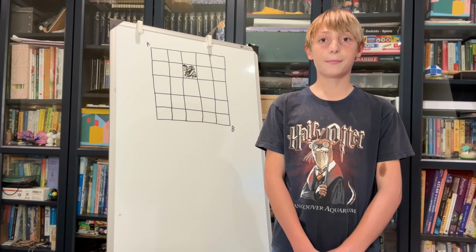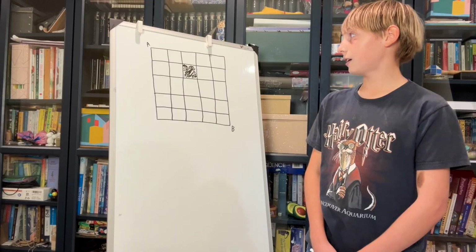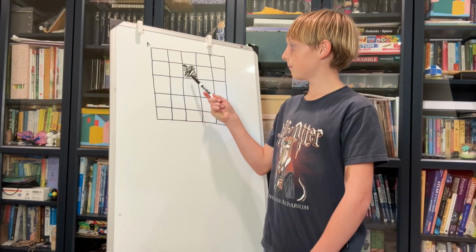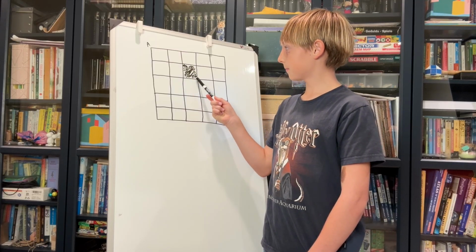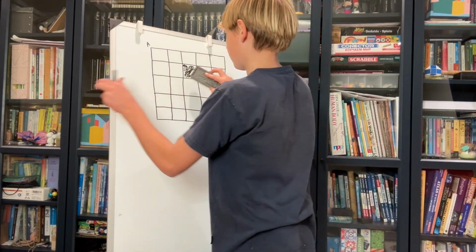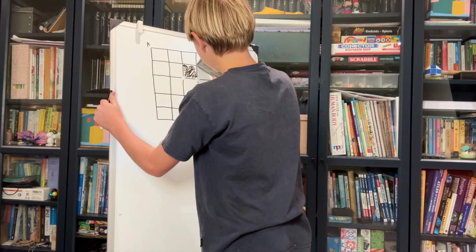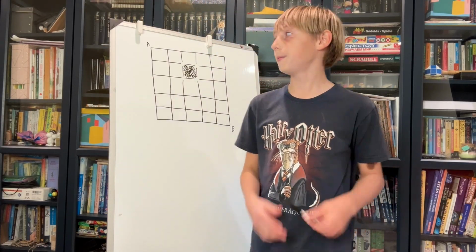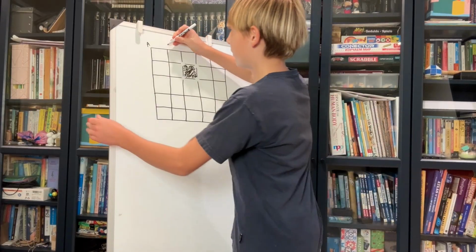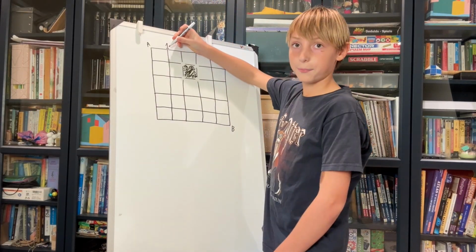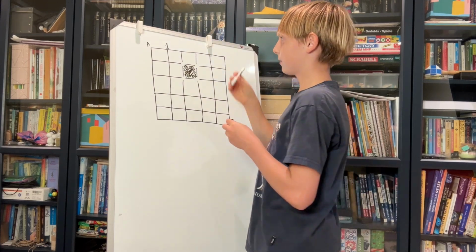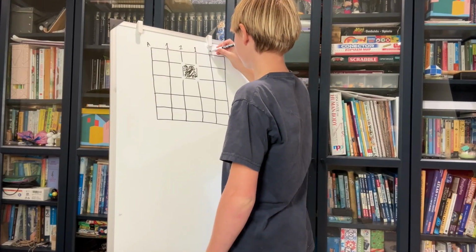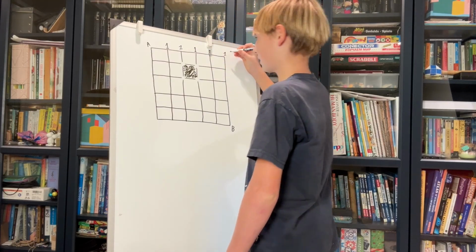Okay, here we go. So the question says that you cannot touch any of these sides or corners. So we can just erase them. And then the first thing we should do is there's one way to get to this point. And there's also one way to get to this point, one way to get to this point, one way to get to this point, one way to get to this point.